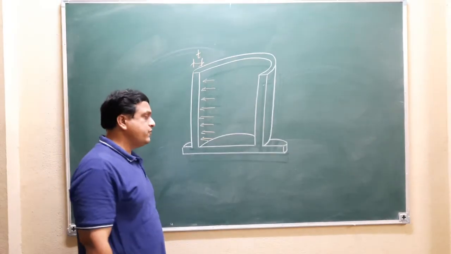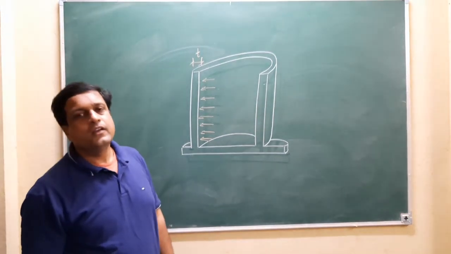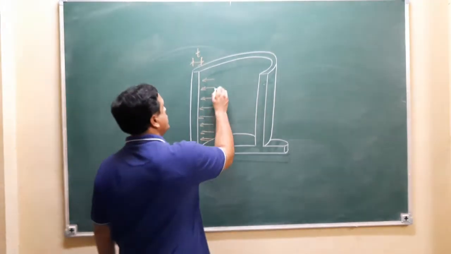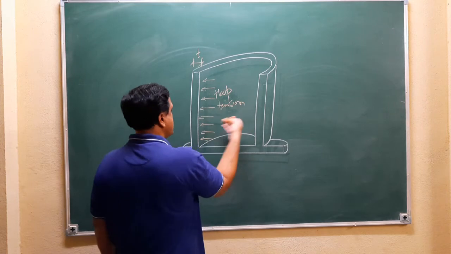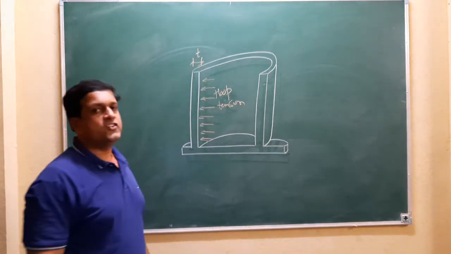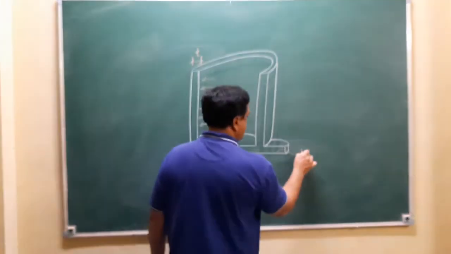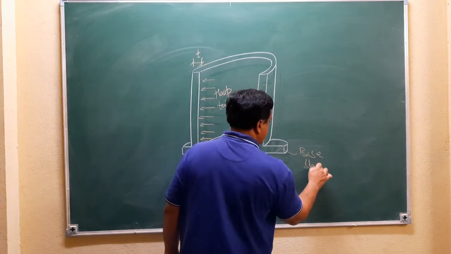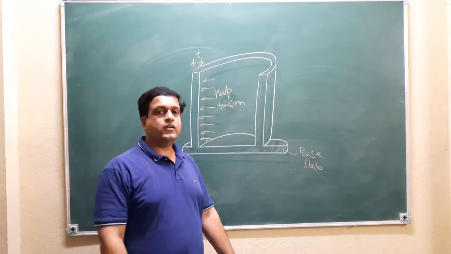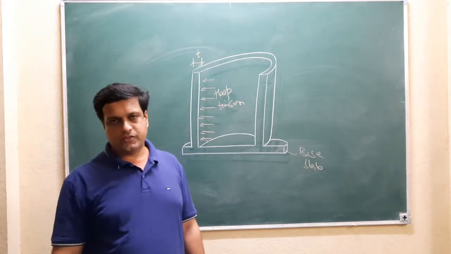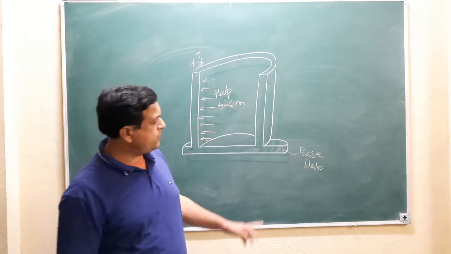So what do you have to do in the design of a water tank? You have to provide the proper thickness of the wall for the hoop tension. Due to water pressure, this wall is subjected to hoop tension, and for that hoop tension you have to design the wall. The second one is the base slab. You have to design the base slab for the proper forces. The base slab is resting on ground, so there are no special steps required for the design of a base slab.